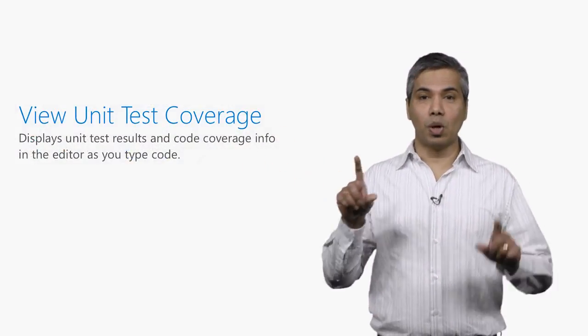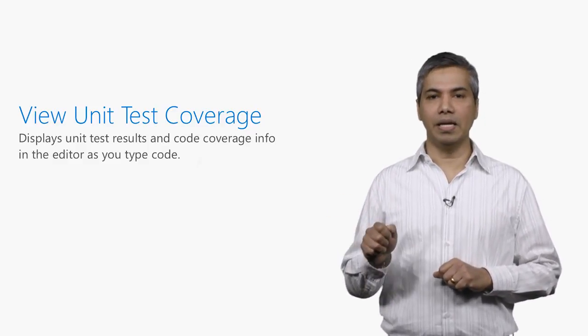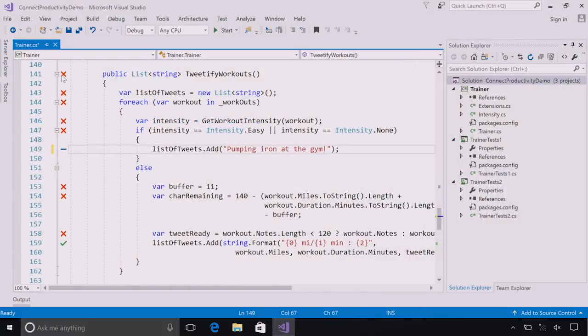Live unit testing shows what lines of code are covered by unit testing and what tests are passing or failing as you view or type code. Let's take a look. You see these red, green, and blue icons on the left side of the code editor. These are coming from live unit testing. If a line of code is covered by at least one failing test, you will see a red X. If covered by only passing tests, you will see a green check. If not covered by any test, you will see a blue dash.